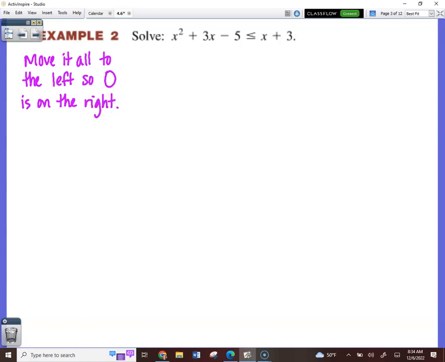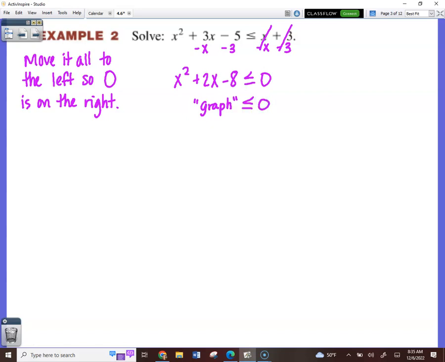Move it all to the left so that the 0 is on the right, and then the calculator trick works, or the graph trick works. So I'm going to subtract this to its like term. I'm going to subtract this to its like term. And now I'm going to tell myself, so where's the graph less than or equal to 0.